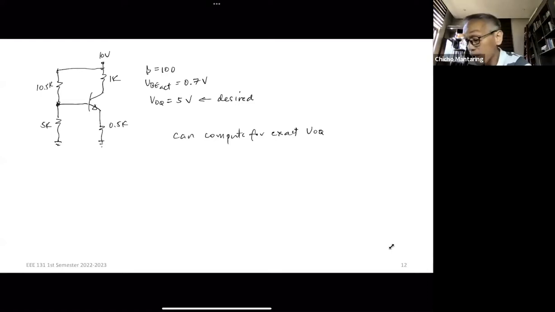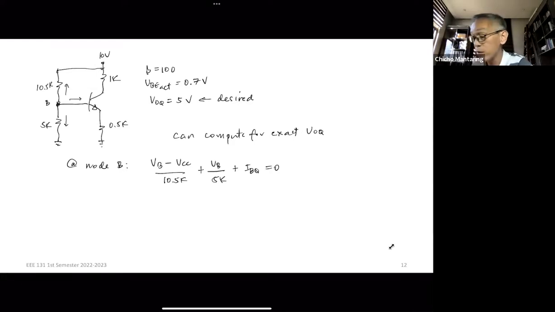Okay, this is node B. You can apply nodal analysis to B. So at node B, okay, I hope you didn't forget nodal analysis. You have VB minus VCC over 10.5K. Okay, that is the current going this way, plus VB over 5K. That's the current going this way. Okay, plus IBQ, that's this current, is equal to 0. Right? So this is one equation.